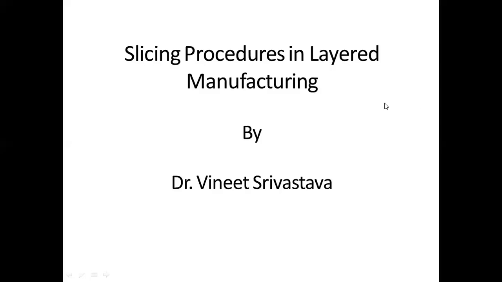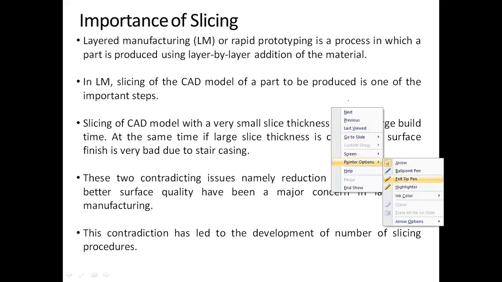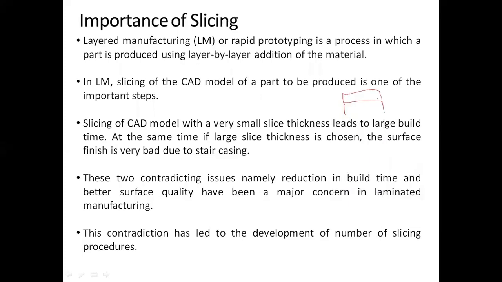So, as I just explained, today we will be discussing the slicing procedures in layered manufacturing. Now, why is slicing so important? Slicing is inducted into the basic concept of additive manufacturing, where, when we described additive manufacturing, what we said was that it is simply a process where layer by layer deposition takes place. When I say layer by layer deposition takes place, it inherently means that a solid object will be there and it will be cut into slices.